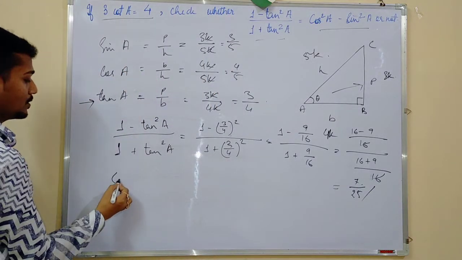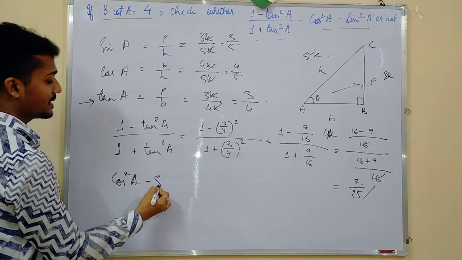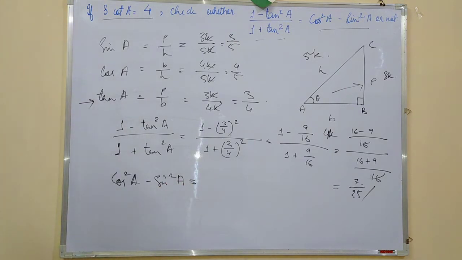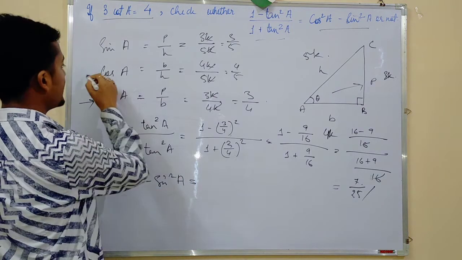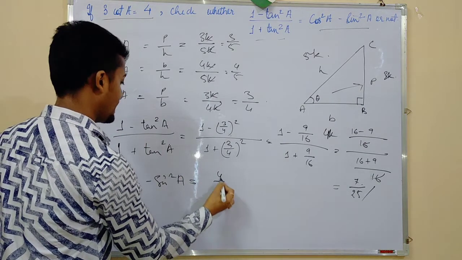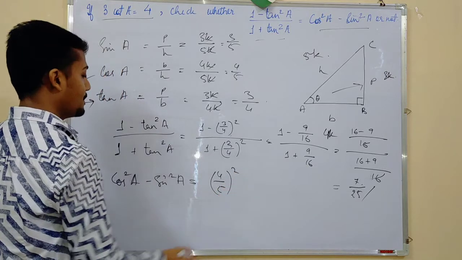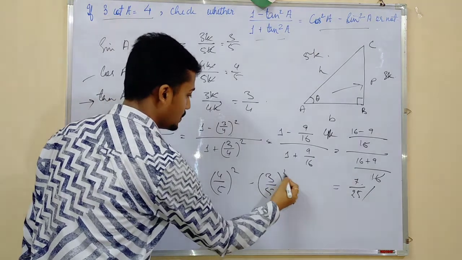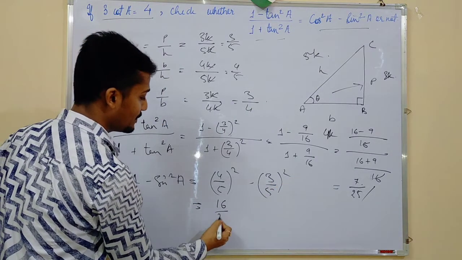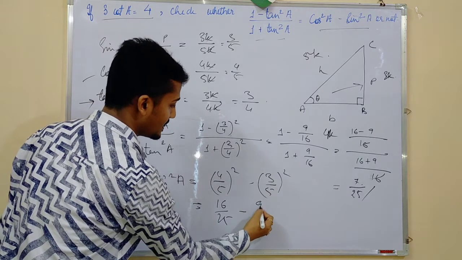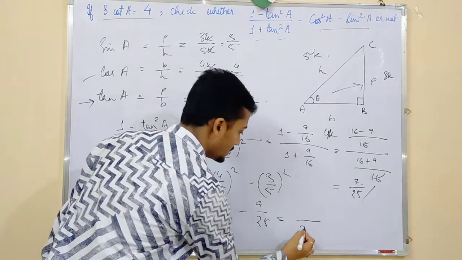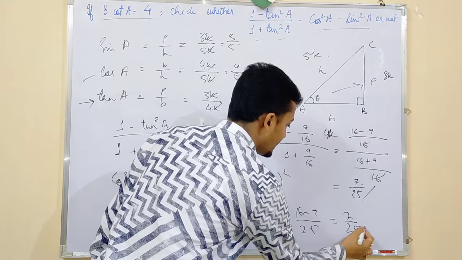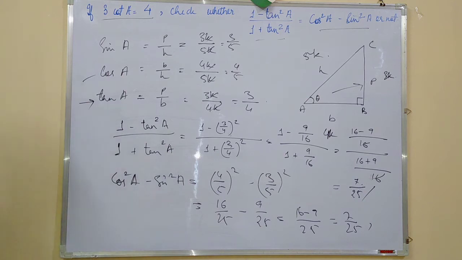Now cos square A minus sin square A is equal to how much? Cos A is equal to 4 by 5 whole square, minus sin square A, which is 3 by 5 whole square. That is 16 by 25 minus 9 by 25. So 25 will be common, 16 minus 9 is equal to 7 by 25. Are both equal? Yes, both are equal.